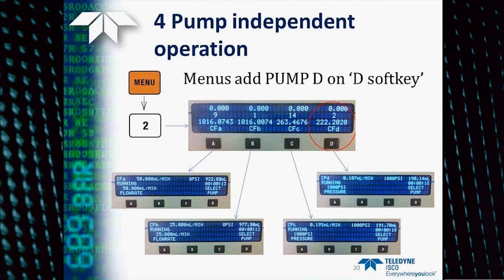For example, the A key will take you to entering parameters for the pump connected to A, like the flow rate or pressure, and so on, just like before. The only real addition here is the fact that you now have the 4th pump on the right side of the screen.